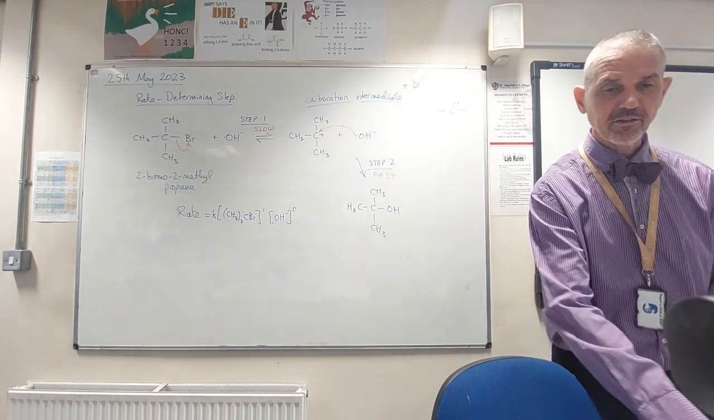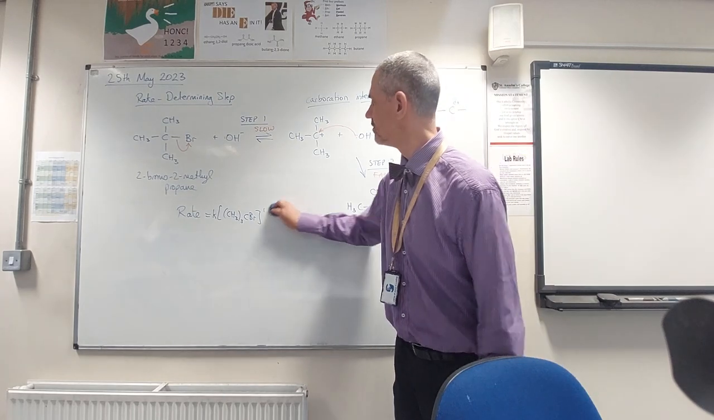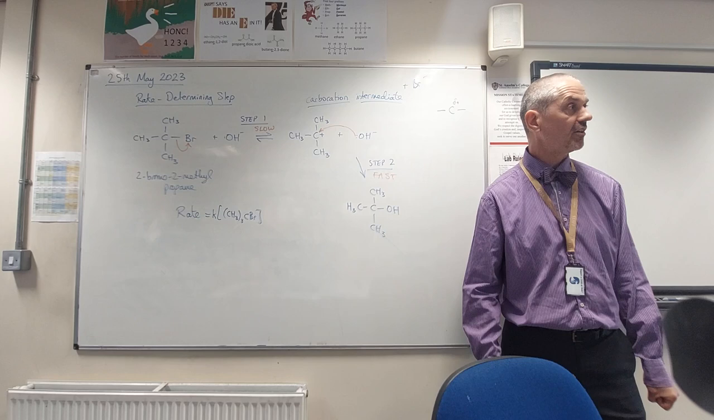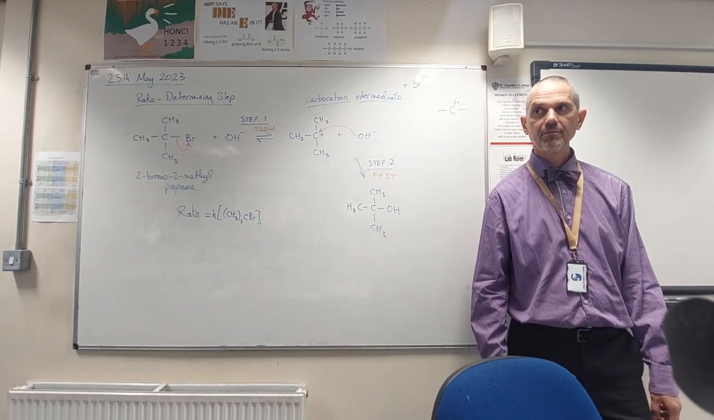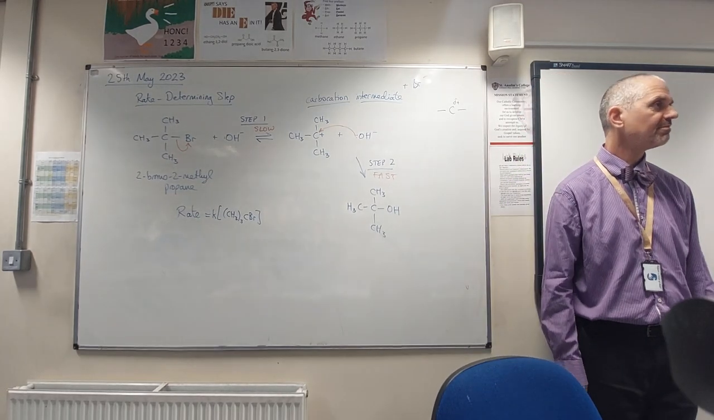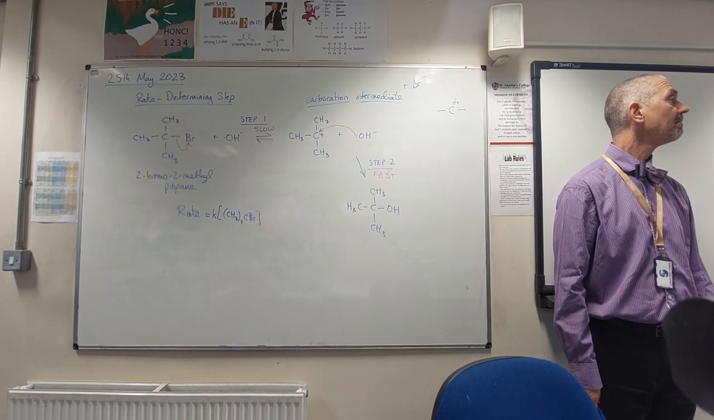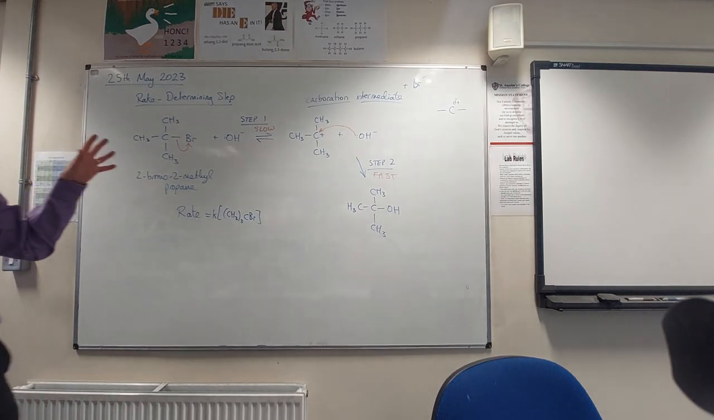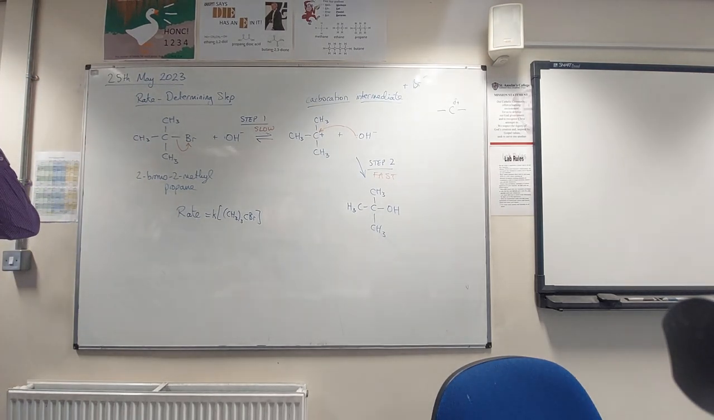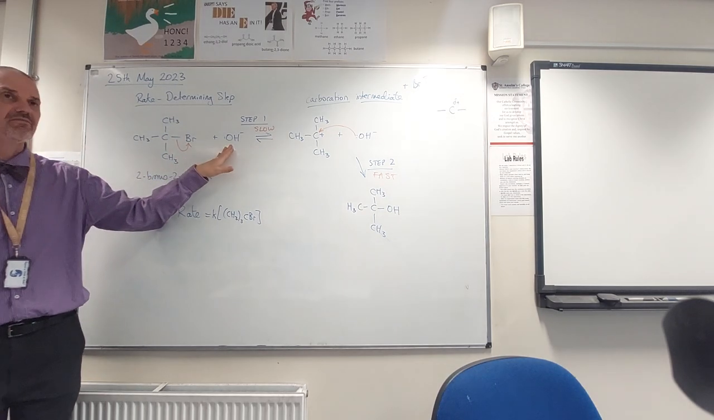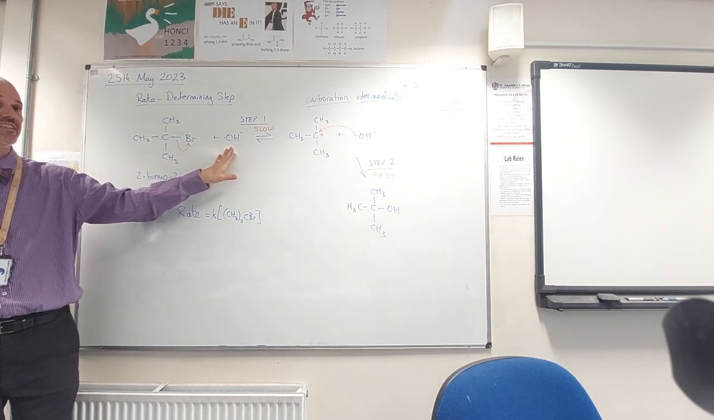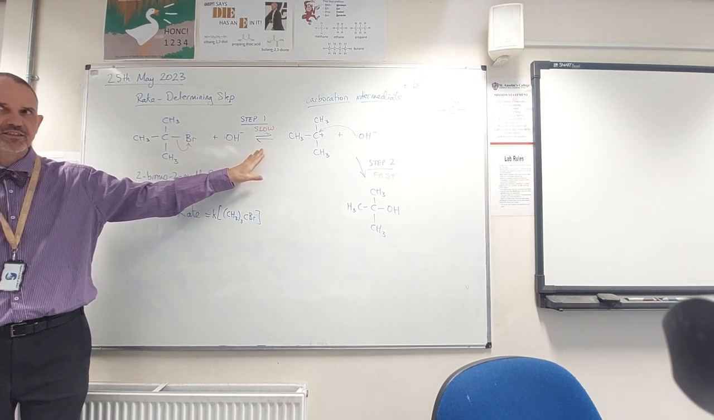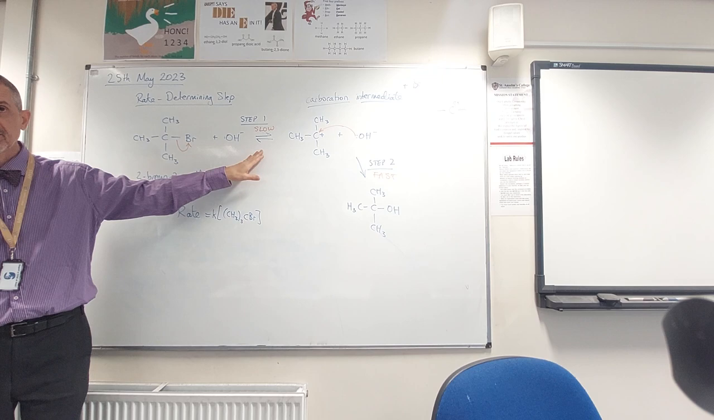Why? That's the next question I was going to ask you. Why is OH minus not in the rate equation? It's not a spectator. I wouldn't call it a spectator because a spectator ion doesn't get involved in any step of the reaction. But it's not part of the first step of the reaction. And importantly, the first step of the reaction is the slow step.